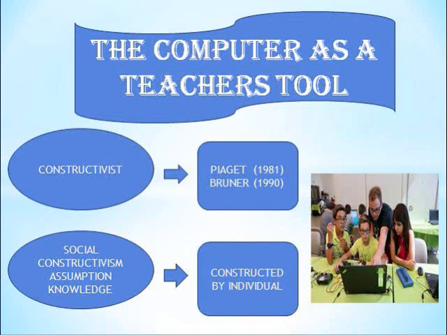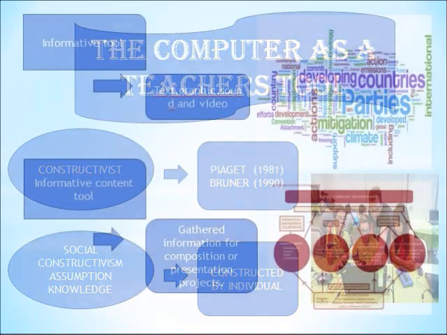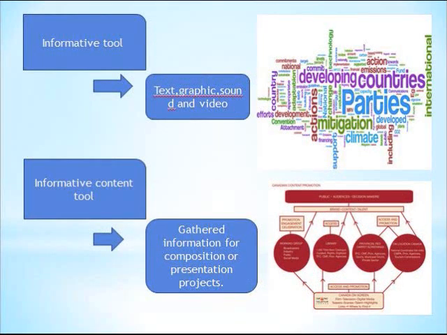Constructivism was introduced by Piaget in 1981 and Bruner in 1990. On the other hand, social constructivism is constructed by individuals. Text, graphics, sound, and video are examples of informative tools, and the gathered information for composition or representation projects are examples of informative content tools.